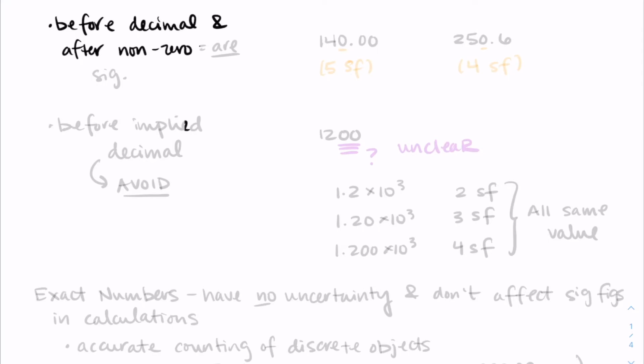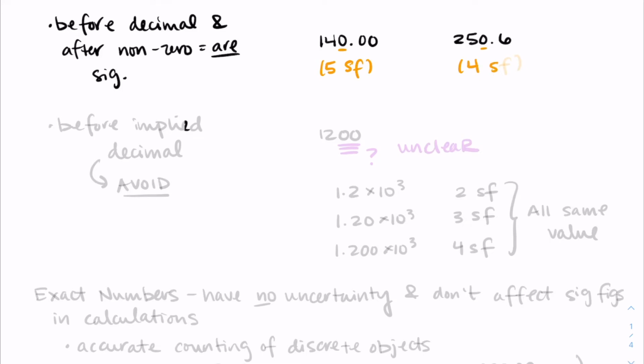Now, there's one more case. If you have a zero before a decimal and after a non-zero digit, it is there to show magnitude, but we have put a decimal place after it to give an indication that it is placeholding but also significant. So 140.00 is 5 significant figures.